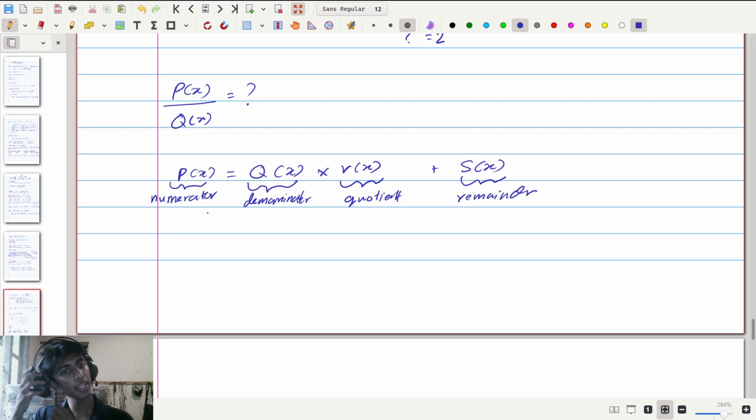So essentially what we mean by what is p(x) divided by q(x) is what are the two polynomial functions r(x) and s(x) such that multiplying q(x) by r(x) and then adding s(x) gives us p(x). This is exactly what we mean. So let's try and figure out the algorithm for actually doing this operation.